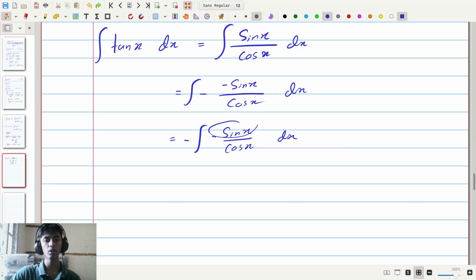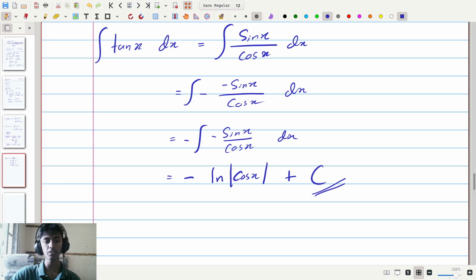Now we have on top negative sin x and on the bottom we have the cosine of x. Therefore, on top we have the derivative of the thing that we have on the bottom. Given this pattern, we know from our identity up above, this is going to be equal to the natural logarithm of the absolute value of the denominator function. Therefore, what we have here is this negative multiplied by this integral's value, which is going to be the natural logarithm of the absolute value of the denominator function, cosine of x. So here we have negative natural logarithm of the absolute value of cosine of x plus the integration constant c.